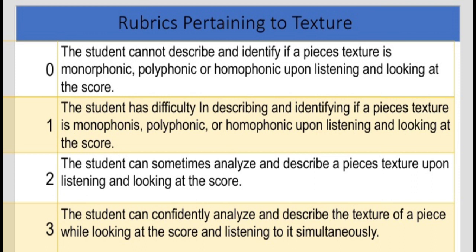So, 1. If your student has difficulty in describing and identifying if a piece's texture is monophonic, polyphonic, or homophonic upon listening and looking at the score. So, second, 2, the student can sometimes analyze and describe a piece's texture upon listening and looking at the score. Then 3, if a student can confidently analyze and describe the texture of a piece while looking at the score and listening to it simultaneously.